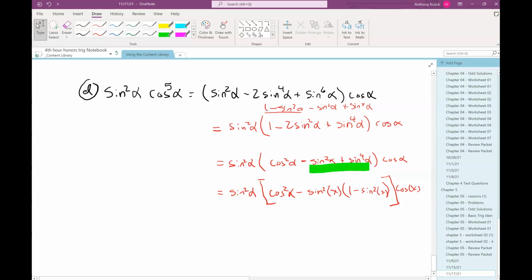Mia. So 1 minus sine squared we can turn into cosine squared? Sure. I don't know why I turned this into cosine x back up here. Obviously that's still supposed to be an alpha. Okay.